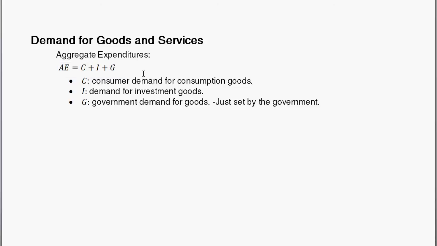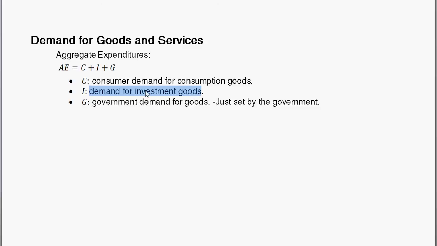So there's another side of the market. This is the demand for goods and services, and this is set up using aggregate expenditures. So aggregate expenditures can go to, in this model, one of three places. You've got consumption, so there are these consumer goods out there, the consumer demand for consumption goods. There's I here, which is investment. So there's a demand for investment goods.